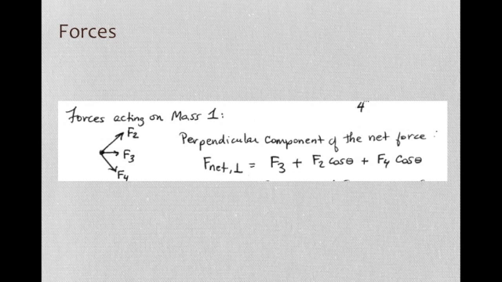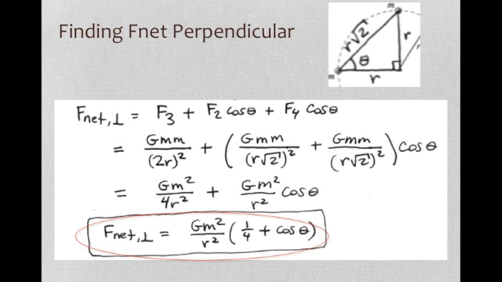Let's begin to look at the calculations necessary. We need to first identify what forces are acting on each mass. Since they are all identical, the forces acting on mass 1 are the same as the forces acting on the others. Now, since the masses are moving at a constant speed, we are only concerned with the perpendicular component of F net. We can write this expression as shown. F2 and F4 both have an angle affecting the strength of those forces, while F3 is just straight across the center of the circle. Now we can begin to solve this problem.